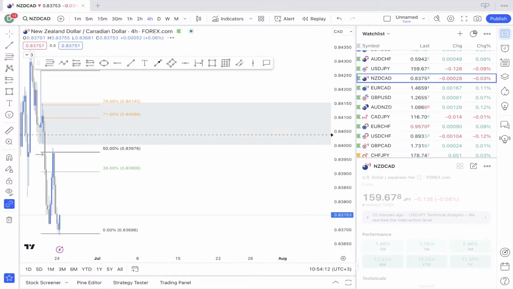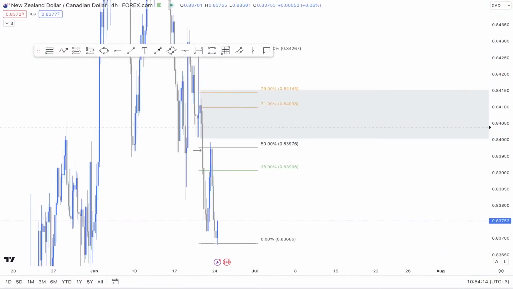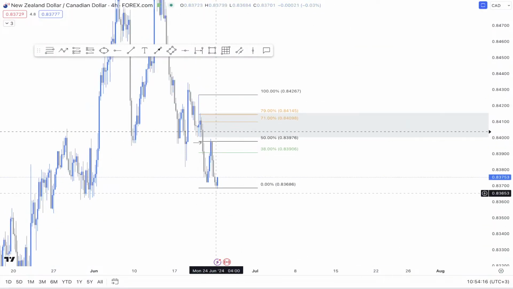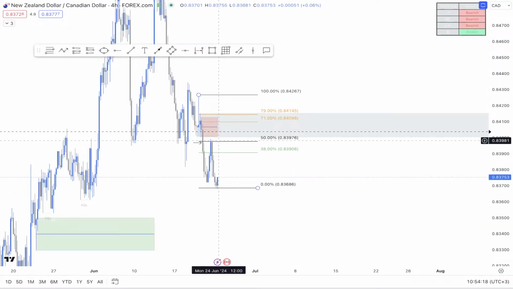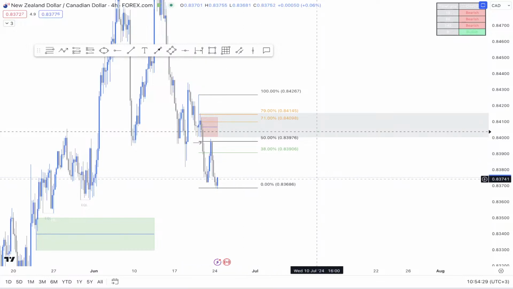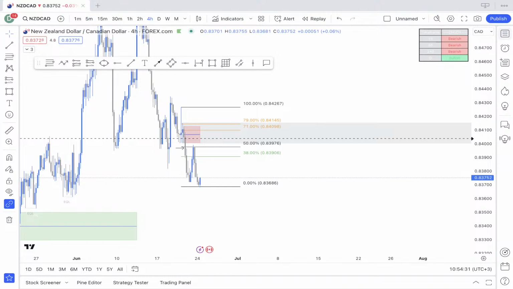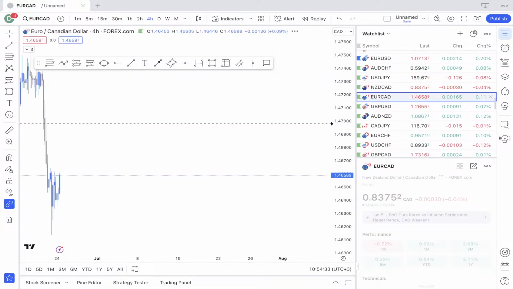On NZD/CAD, we have a bearish opportunity, aggressive break towards the downside, unmitigated order block lining up perfectly with the point of interest, as well as with this bearish trader order block. The 4-hour is bearish on the trader graph, and now we just need to wait and see if we manage to get a corrective pullback towards our fire zone.